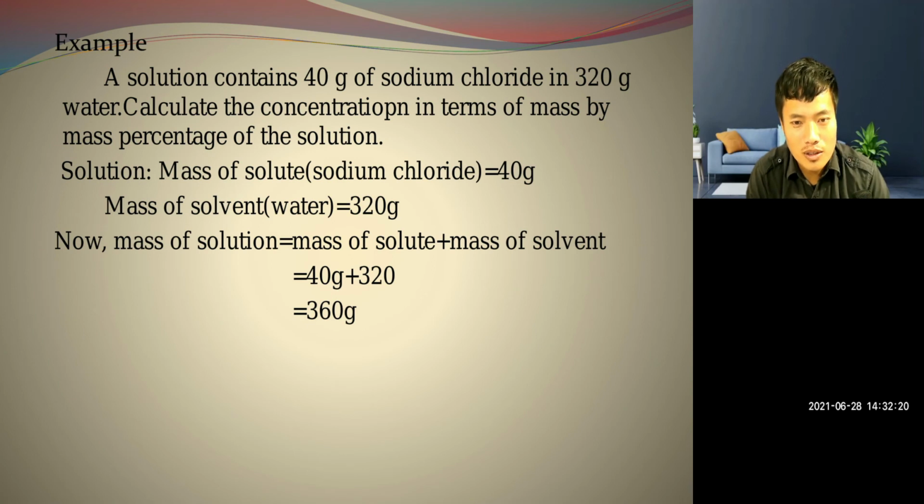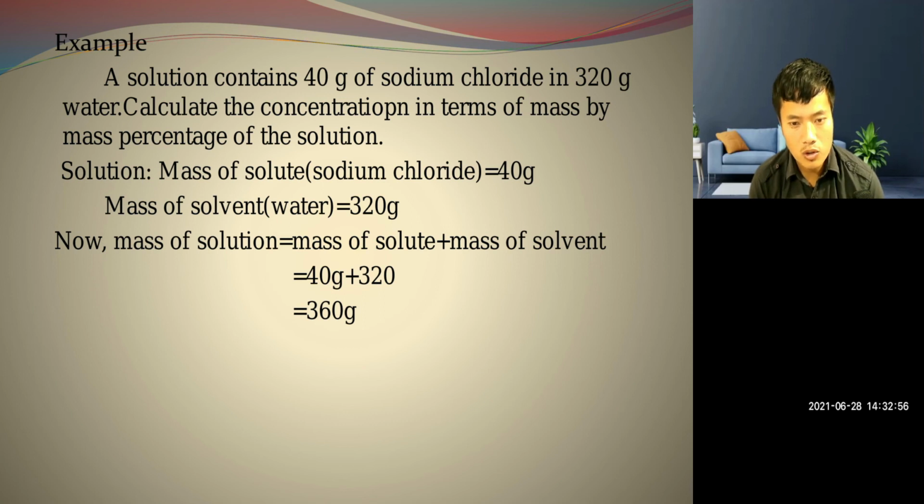A solution contains 40 gram of sodium chloride in 320 gram water. Calculate the concentration in terms of mass by mass percentage of the solution. Now let us do the solution. Mass of solute, sodium chloride, is 40 gram. Common salt or sodium chloride is the solute, and the solvent is water, that is 320 gram.